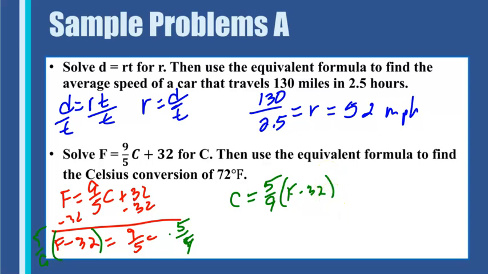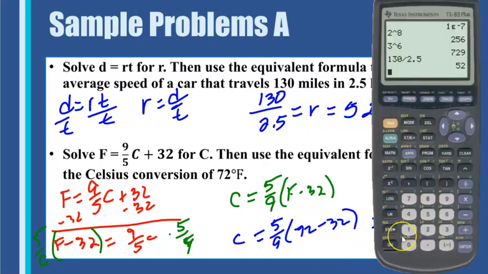Now all I have to do is put 72 in for F. So we have 5/9 times 72 minus 32. That should give us the Celsius. 72 minus 32 is 40. 40 times 5 is 200. Divide that by 9. So grab our calculator. 200 divided by 9 gives us 22.2 repeating degrees Celsius.